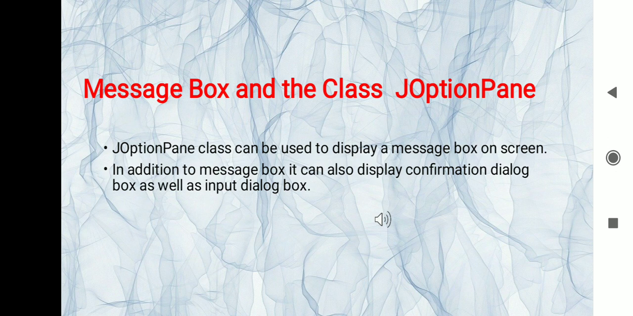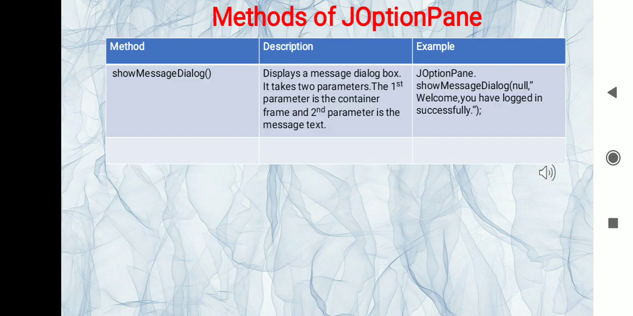In addition to the message box, it can also display the confirmation dialog box as well as the input dialog box on the screen. The commonly used methods of the JOptionPane class are showMessageDialog, showConfirmDialog, and showInputDialog. Let's start with the showMessageDialog method. Just refer to the chart for proper understanding.